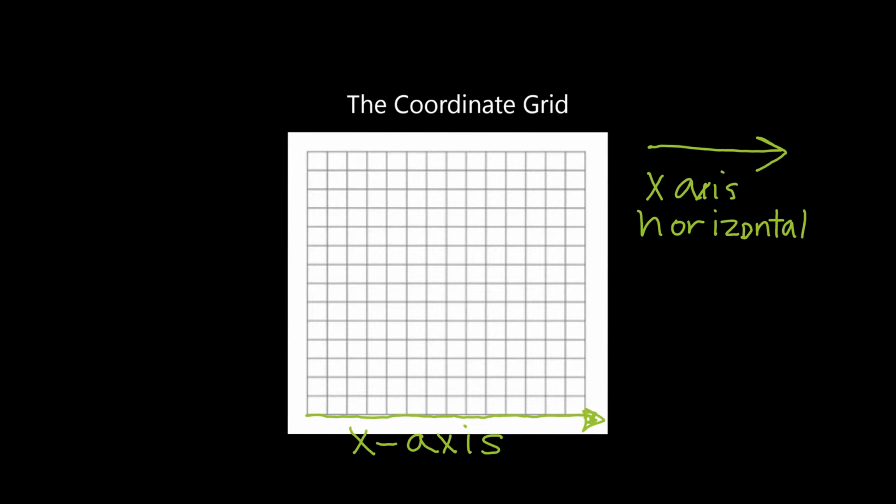Okay. The next thing that we're going to label is our y-axis. This goes up. You can also, on the side of your journal, draw an arrow going up. We are labeling this the y-axis, and it is vertical.